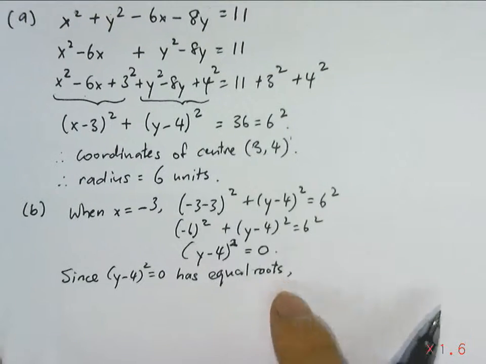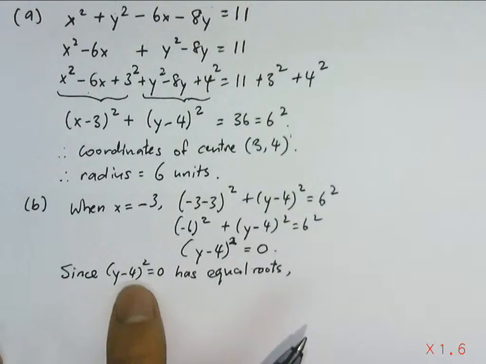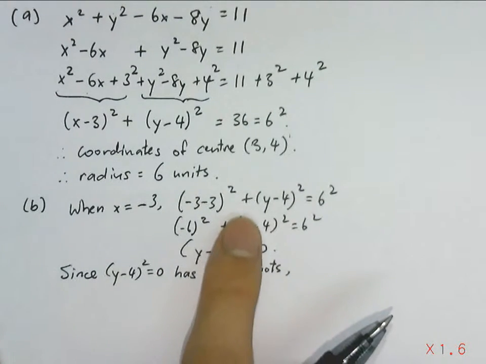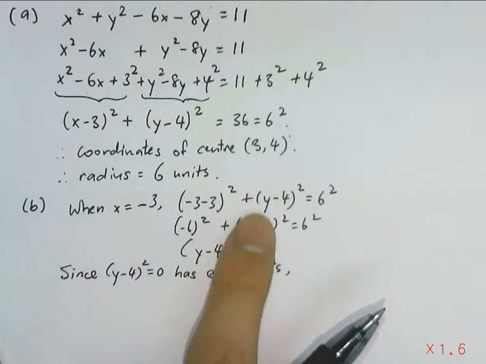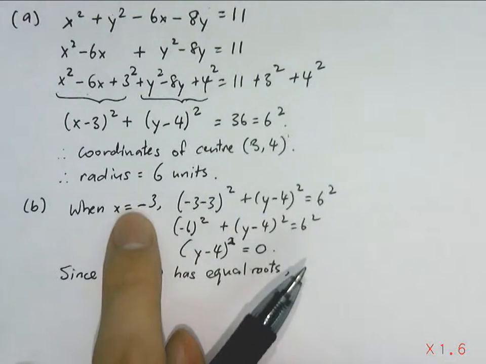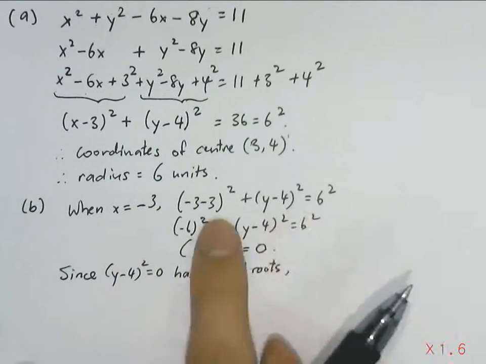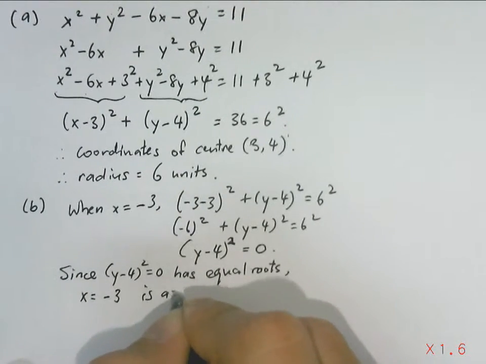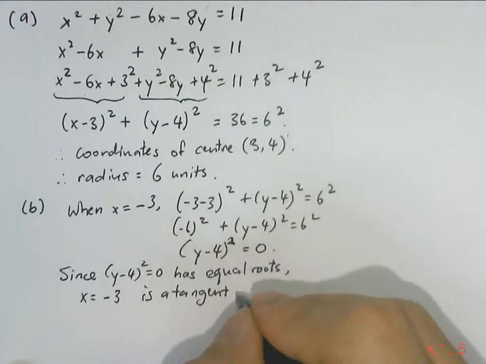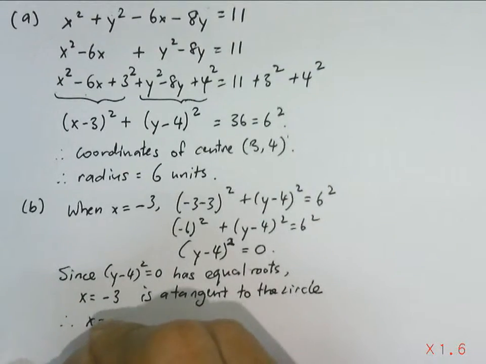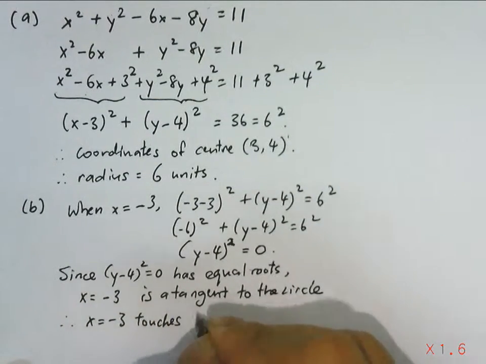Which also implies that the circle is touching this line, because this line is substituted into the original circle equation. It gives us equal roots, meaning the discriminant equals 0, which shows that this line is actually a tangent to the circle. So you just write x equals minus 3 is a tangent to the circle, and therefore this touches the circle.